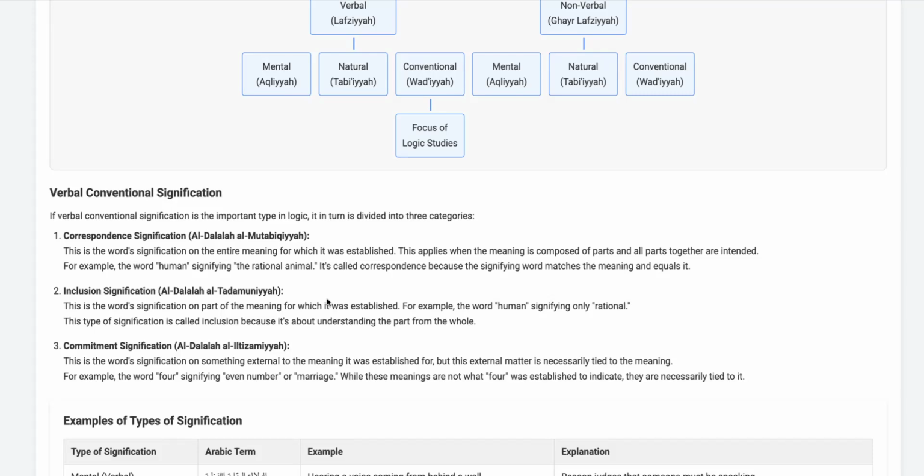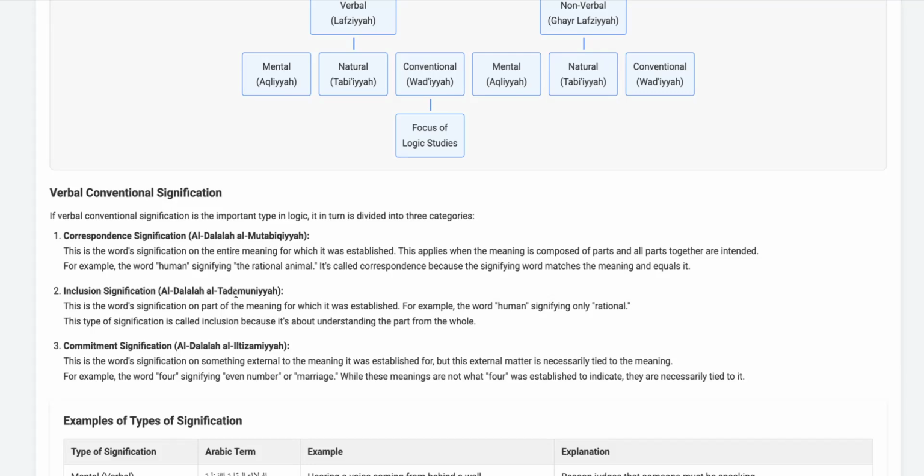Number two was called dalalatu at-tadammuniyya, with dad. This is the word's signification on part of the meaning for which it was established. So for example, if you say human, signifying only rational, when the meaning is rational animal. We're mammals, right? So al-insan means hayawan natiq, a rational animal. But if you only say rational, you're not using all of what's found in that word human. So you're using part of that. That's tadammuniyya, meaning juz. So this is kul, this is ba'd.